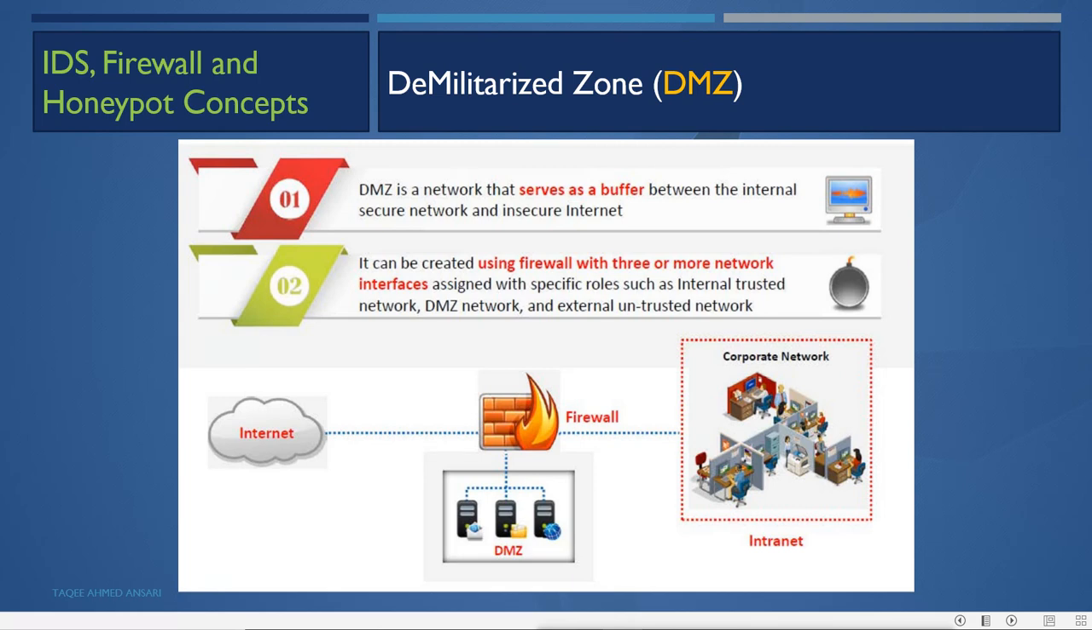So whoever wants to connect to our server, they will get access till our DMZ zone servers. It can be created using a firewall with 3 or more network interfaces, like a screened subnet network. In the image you can see 3 or more network interfaces assigned with specific roles, such as internal trusted network, DMZ network, and external untrusted network. So we can have 3 interfaces in the firewall, one for the internet, one for the DMZ, and one for the internal network.